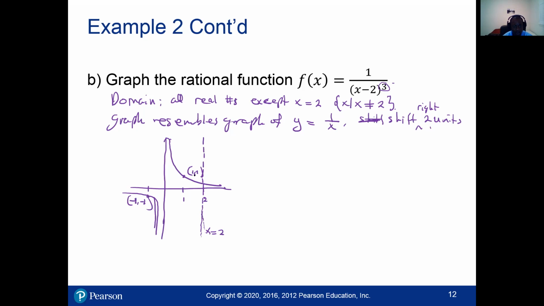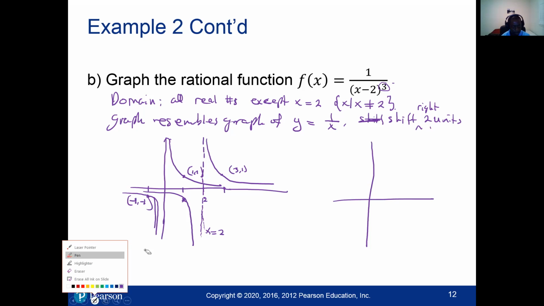Okay, and this point (1, 1), because we shift it to the right, it becomes what? (3, 1). So this is going to pass through the point with coordinates (3, 1), and it's going to come that way and pass through that. And then this point is (-1, -1). If you add 2 to that, it's going to be (1, -1). That also passes through this point. And so finally you have this graph like that.